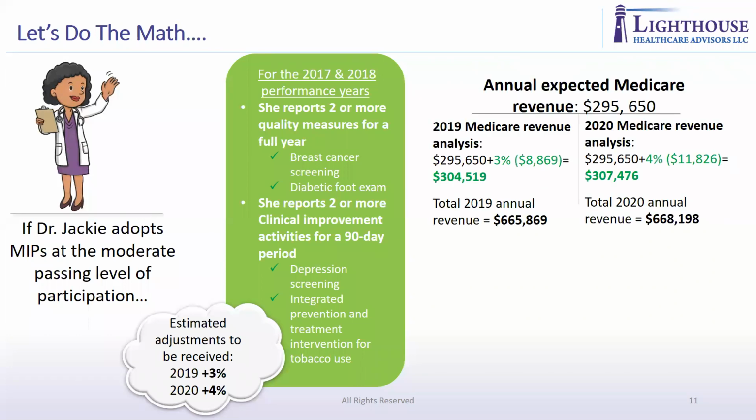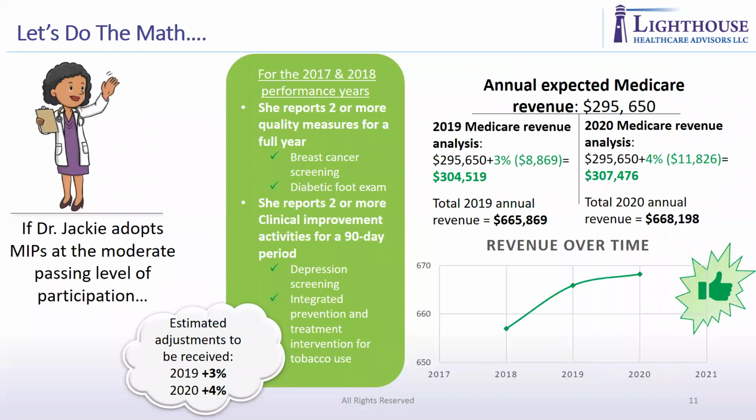So if my annual expected revenue for Dr. Jackie was almost $300,000, now in 2019, due to the work that she did in 2017, she's going to be able to add 3% to that. So that's an increase of about $9,000. And in 2020, she's going to add 4%, almost $12,000. So her total annual revenue from 2019 to 2020 increased over time. We can see this general positive curve. This is excellent. She's using that money to reinvest in her office structure, in her technology, etc. As you can see here, these are real numbers, and they can be very impactful, especially for a solo provider.